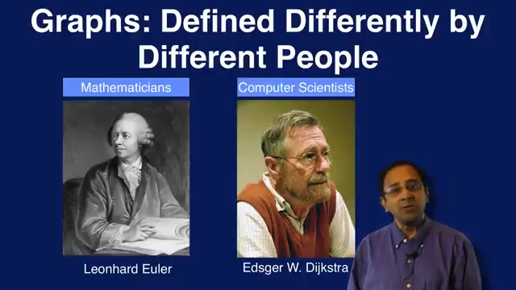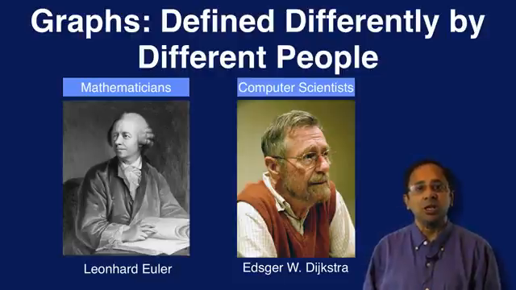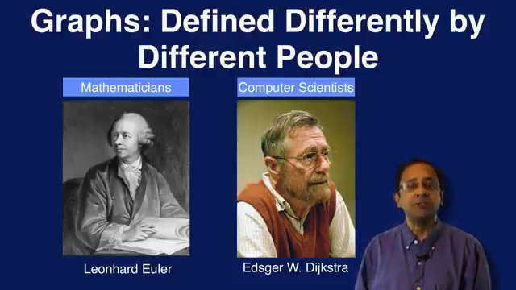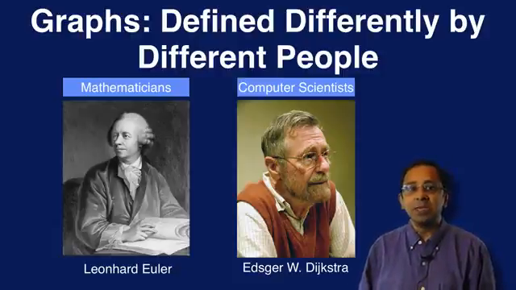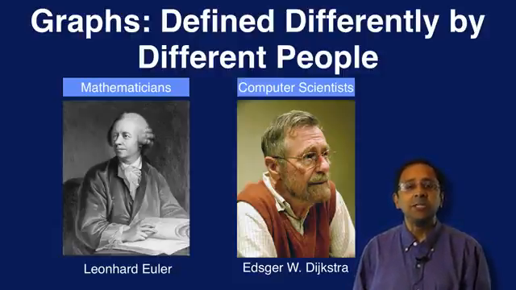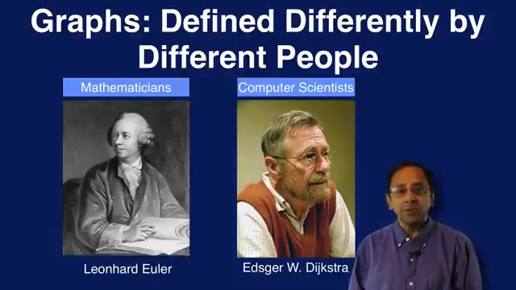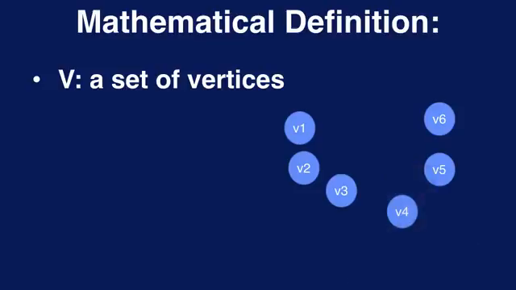On the right, you can see Edsger Dijkstra, a well-known computer scientist who has developed graph algorithms, one of which we will study later in the course. His work has had far-reaching impact on both theoretical computer science and practical applications. What's the difference between the mathematics view and the computer science view? Let's try to define the mathematical view of graphs.